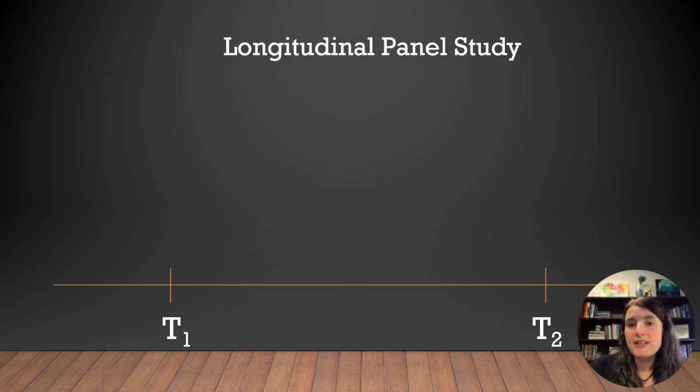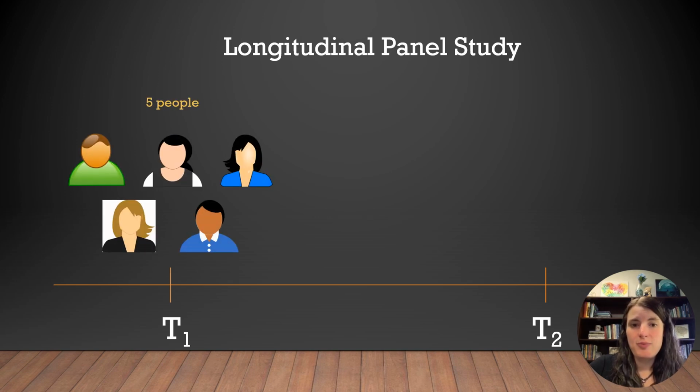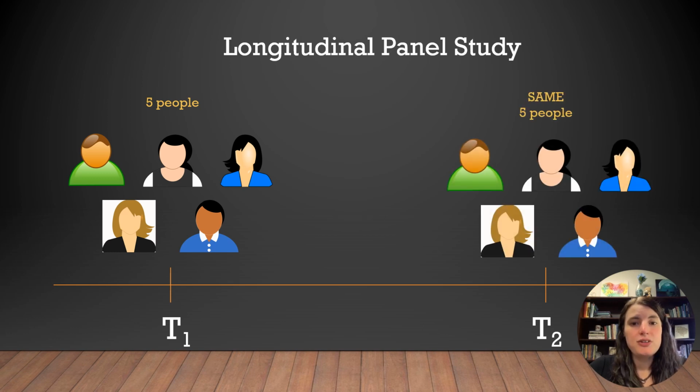So we start with our research plan. We're going to collect data at time 1 and time 2. At time 1, we gather 5 people. When we go to time 2, whenever that is, we gather the exact same 5 people again and collect more data from them. The time period between time 1 and time 2 does not matter. It could be a day, an hour, a week, a year, even a decade. The important thing about a panel study is that we need to keep the exact same people.